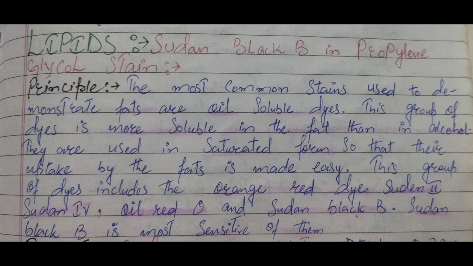This group of dyes is more soluble in the fat than in alcohol. They are used in saturated form so that their uptake by the fat is made easy. This group of dyes includes the orange red dye Sudan II, Sudan IV, oil red O, and Sudan black B. Sudan black B is the most sensitive of them.